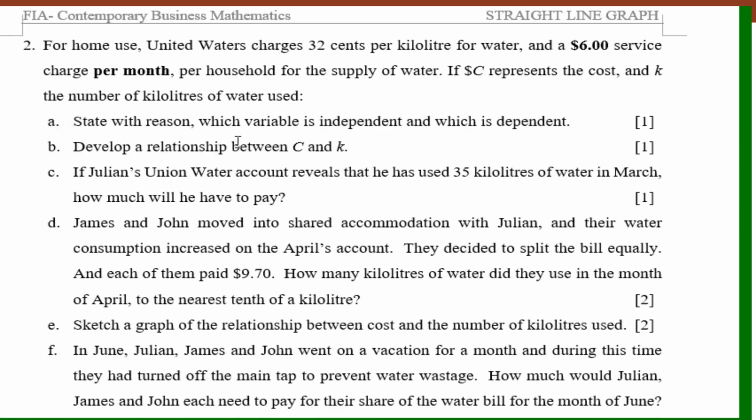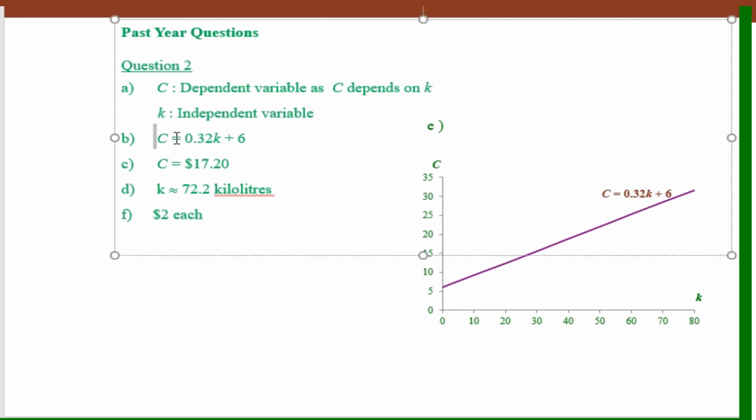Number 2. For home use, this whole question is very similar to the question that we did in 7.2 number 1. So I will leave this for you to do. State with reason which is independent and dependent. Same. Dependent should be your cost. Independent should be the kiloliters of water.